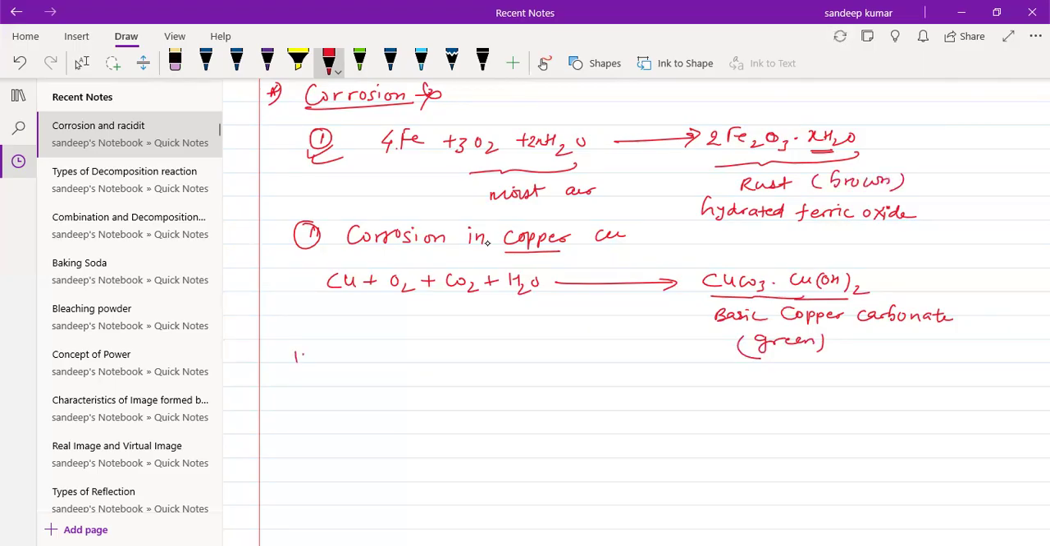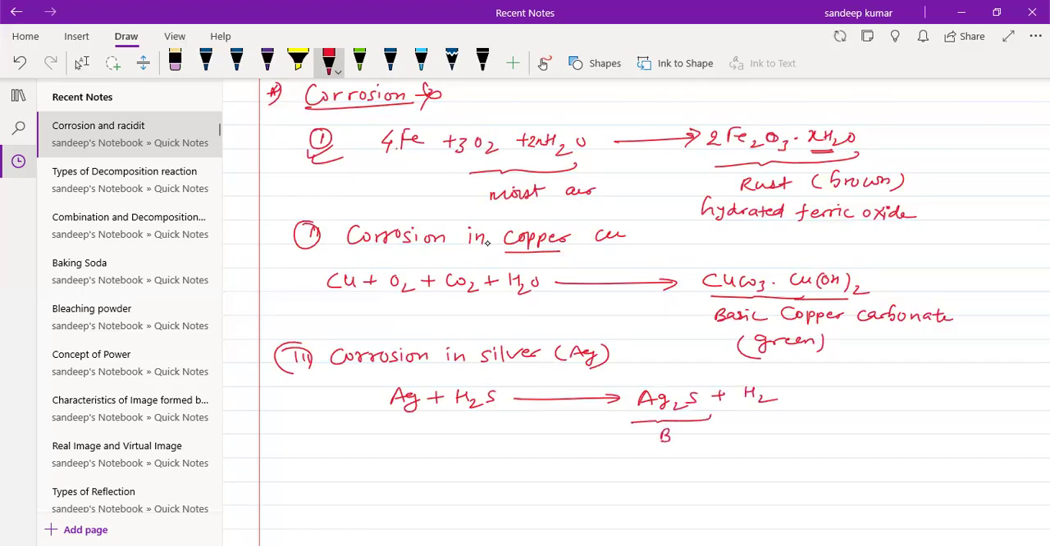And the third is corrosion in silver. What happens? Silver articles, Ag, will react with the H2S which is present in the atmosphere in very trace amounts, children. So it will form Ag2S, silver sulfide, plus hydrogen gas. So here a black coating of silver sulfide is obtained.